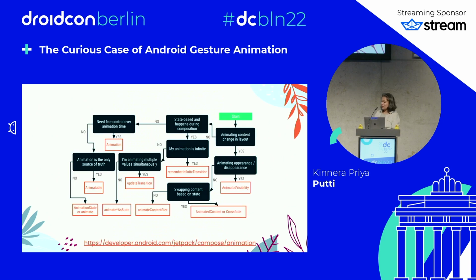OK, so how do we do this in Jetpack Compose? They have a lot of options. There's an insane amount of options. This flowchart is up on the Android developer page, so you can take a look. In our case, we want a state-based composition. We want to update multiple values at the same time. So we're going to go ahead and use updateTransition that's right in the middle.